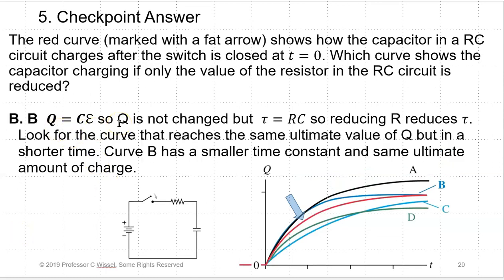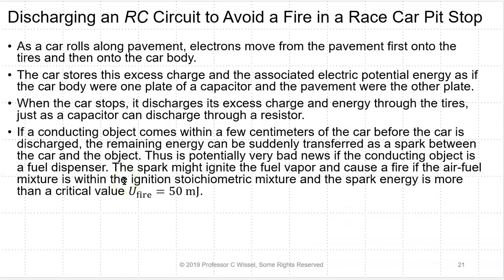Q has not changed, but tau equals RC, so reducing R reduces tau. So we look for the curve that reaches the same ultimate value of Q, which is right here, but in a shorter time, and that is curve B. Curve B has a smaller time constant, same ultimate amount of charge. Now, I mentioned before the tires are made to be conductors, especially modern tires. And this is part of the reason why.